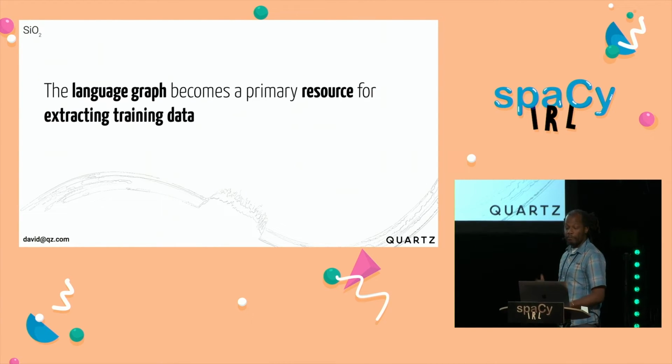And then the language graph becomes a primary resource for extracting new training data. So all of that information is there. Anytime that we want to build a model, we say we need this data set. Let's pull out the information that's most relevant for that data set, and then create the data set for it and train a new model based off of it.